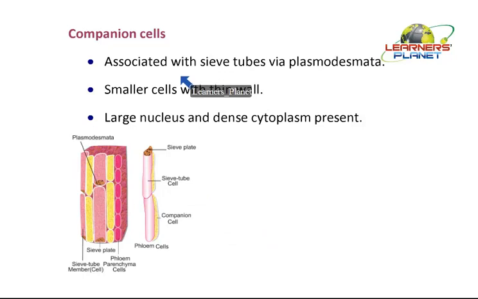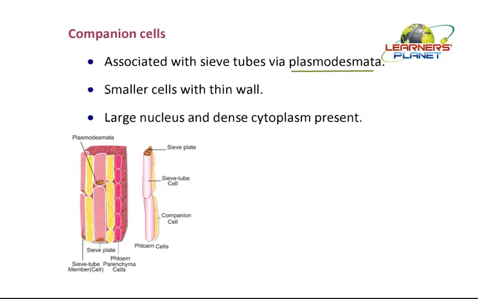Now these companion cells are associated with sieve tubes. We are continuously saying that they are able to intercommunicate with each other. Can you imagine how? Just think about it. Dear students, we are continuously studying about plasmodesmata. We studied this in the session on the cell wall as well as when we were studying the xylem tissue. So this is possible because of the plasmodesmata.